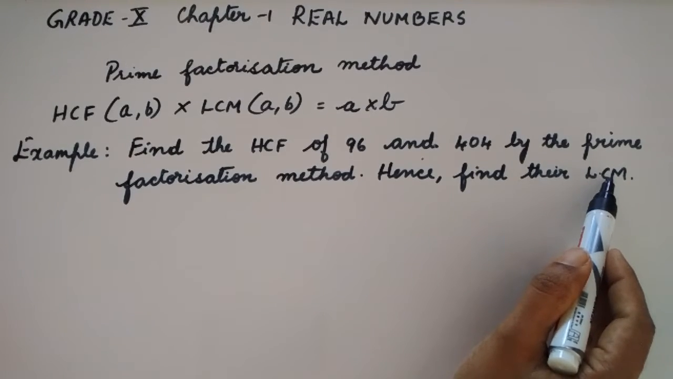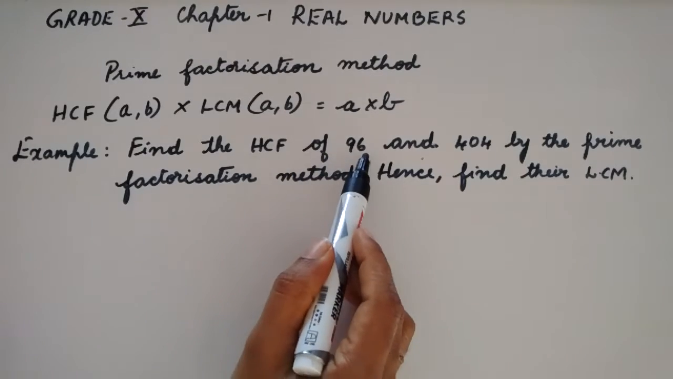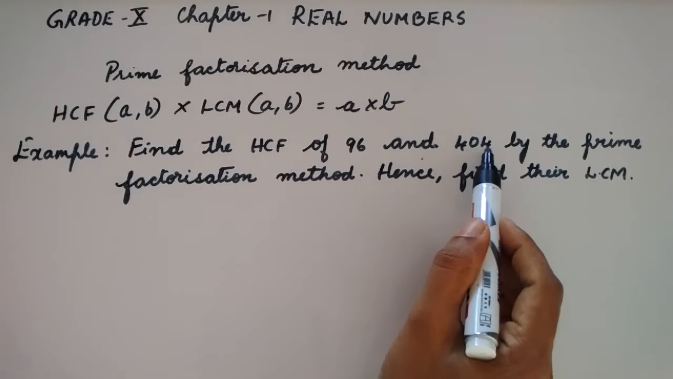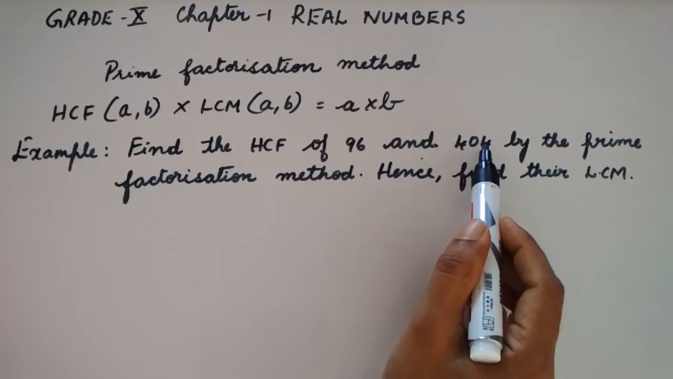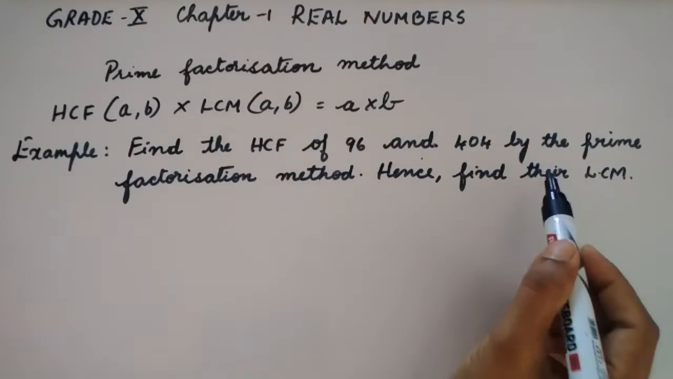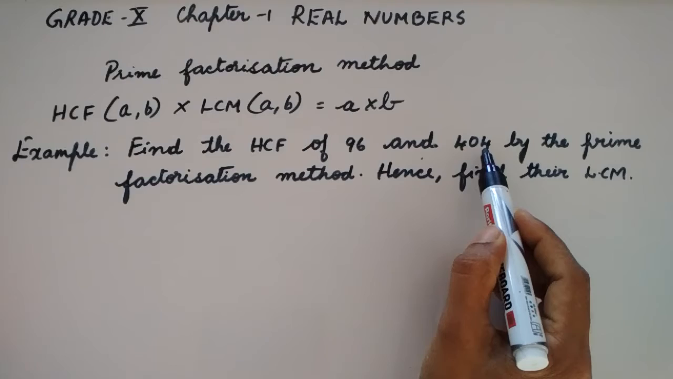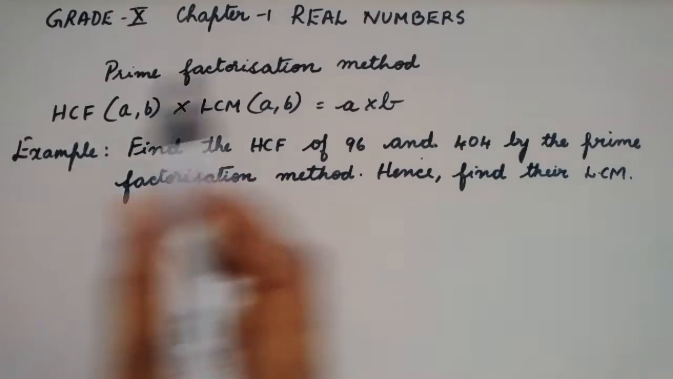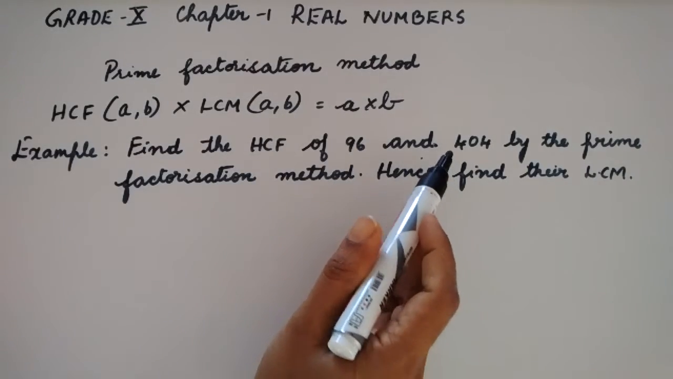So here what we need to do is, first let us find the HCF of 96 and 404 by factorizing 96 and 404. And then using this result, let us try to find the LCM of 96 and 404. Is this clear, students? Okay, now first let us find the HCF of 96 and 404.